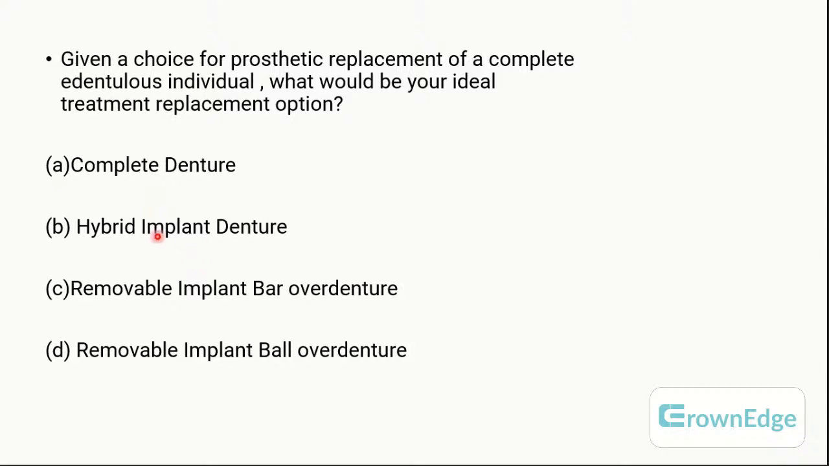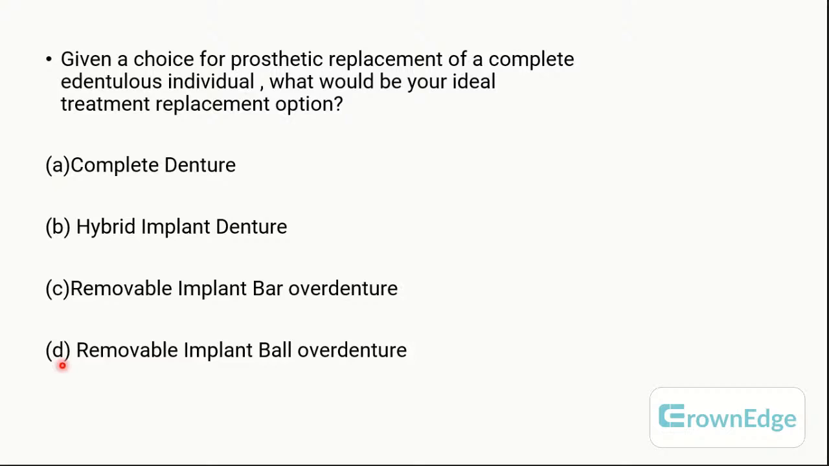B, hybrid implant. Okay, this is a fixed option. Okay. So we have both the types. So given a choice, what would you ideally prefer? Ideally would be to think about the stresses involved, thinking about the hygiene maintenance and everything. A removable implant ball overdenture is the preferred choice, right? That is D. The D is your perfect answer.